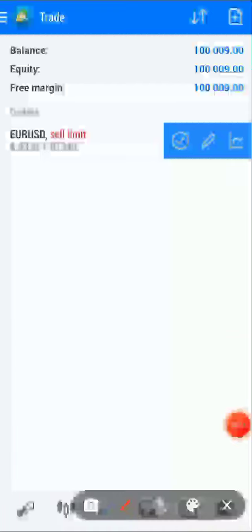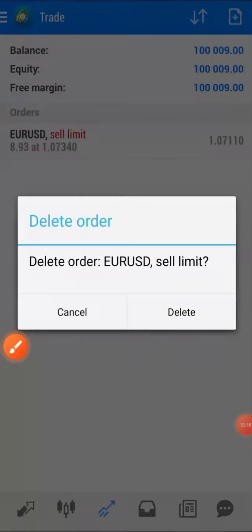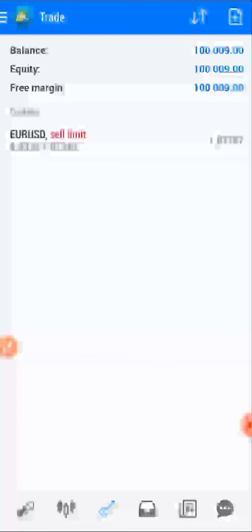You click on this arrow, this sign, click on it. Delete order. You use the sell limit, so you click delete. Immediately it deletes. So if price gets there or not, you don't need it again. It's already gone. Now, how to change time frames.